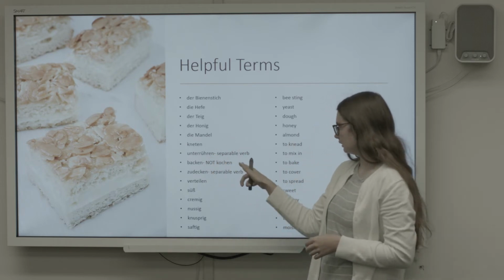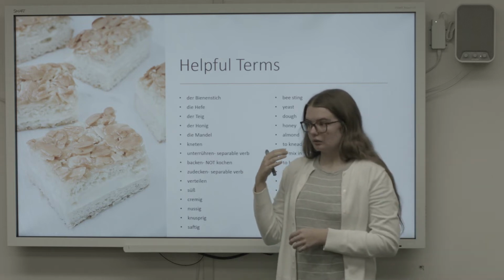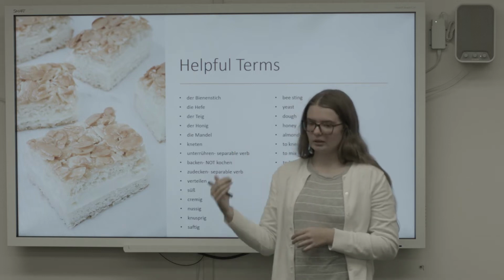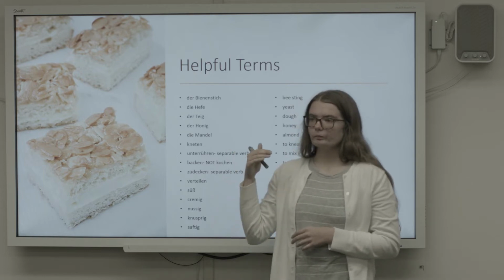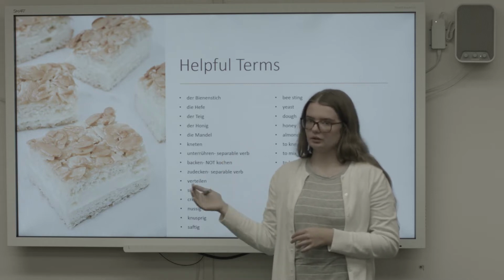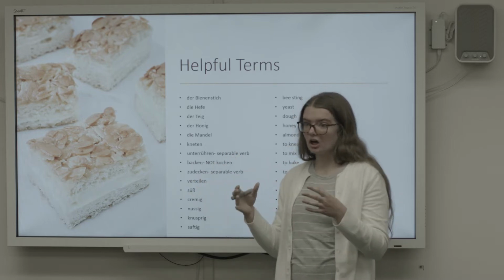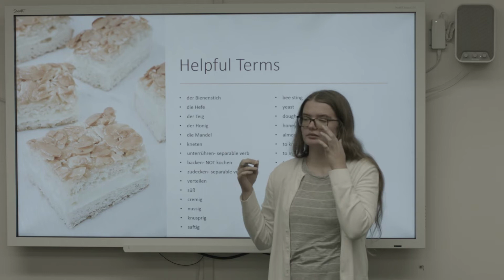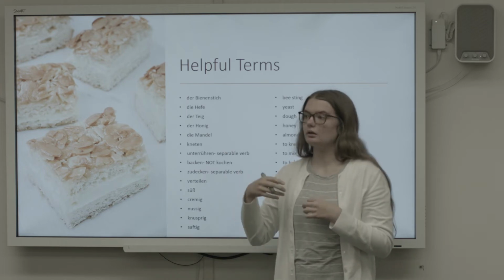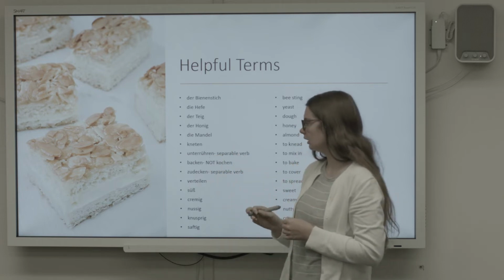And then we have backen, which looks a lot like its English word, to bake. Now it's important to remember that kochen is not backen, because in English it would be weird if you cooked a cake. In German it's very weird because kochen with a specific dish a lot of times means to boil. So you don't want to boil a cake, you want to bake a cake. So ich backe einen Kuchen.